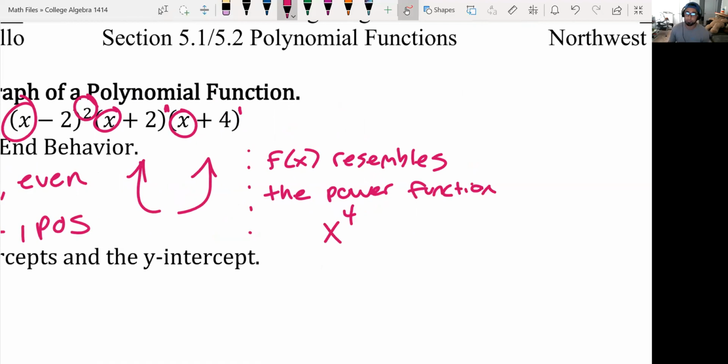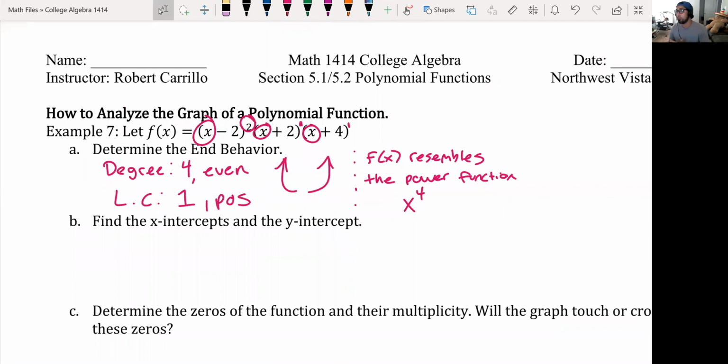x to the 4th. Okay. So this will resemble the power function x to the 4th that will open up like this, right? So now, once again, we figure out what's going on in the middle, and what happens between the two tails is about x-intercepts and multiplicities. So this next step is find your x-intercepts and y-intercept.